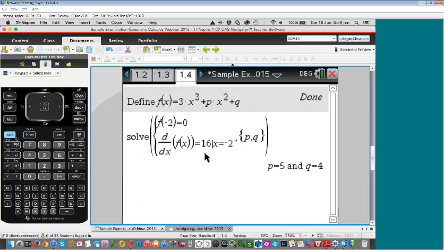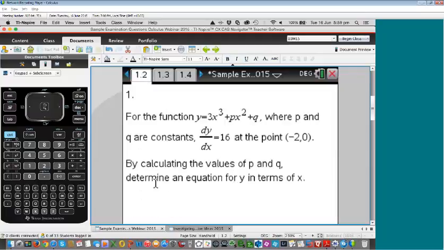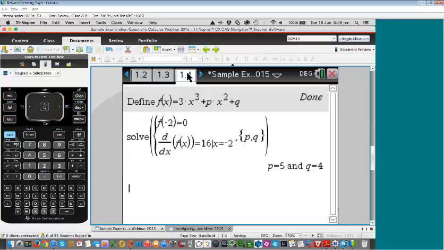So the thing that the students would now need to think about is, what would they write down? Well, the final step would be y equals, because the original function was y. So y equals 3x cubed plus 5x squared plus 4. The question was asking, back on 1.2, by calculating the values, determine an equation for y in terms of x. So the final answer has to be in terms of what they've been asked. So it wouldn't just be p equals 5 and q equals 4. They need to make sure they give the answer appropriately. So that's one thing that you can actually do, and just again showing a few little shortcuts that you can use.